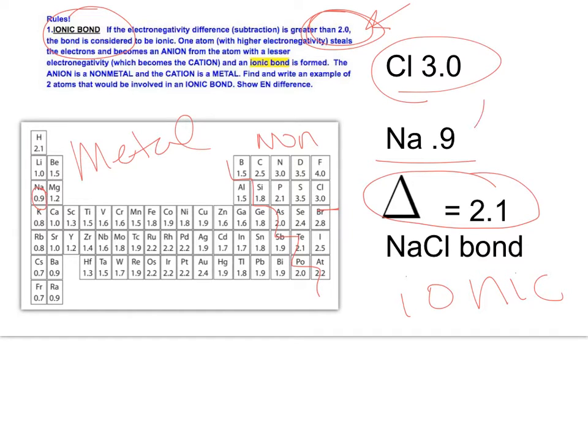So chlorine is going to steal one electron from sodium. Sodium becomes a positive cation. Chlorine becomes chloride, a negative anion, and it forms a bond between the sodium and the chloride that's called an ionic bond.